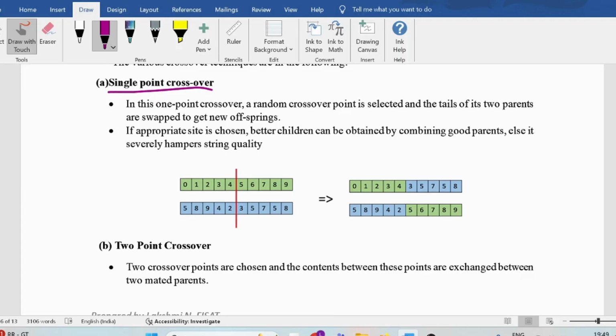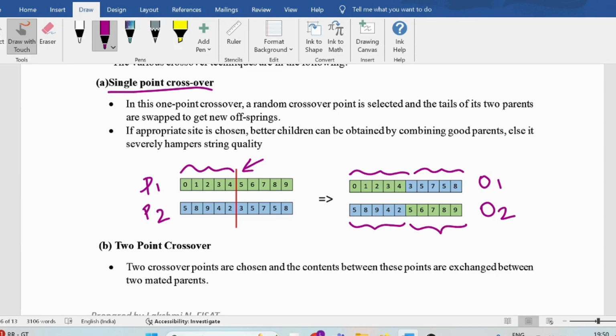In single point crossover, this is the first parent, this is the second parent. We randomly choose a point where the crossover has to be done, and then we exchange between the two. You can see that this is the first offspring and this is the second offspring. Offspring means child. Here this set is chosen from the first parent and this set is chosen from the second parent. You can see that the green comes from the first parent and the blue comes from the second parent. Likewise in offspring 2, this comes from the second parent and this comes from the first parent. Like that we generate 2 offsprings.